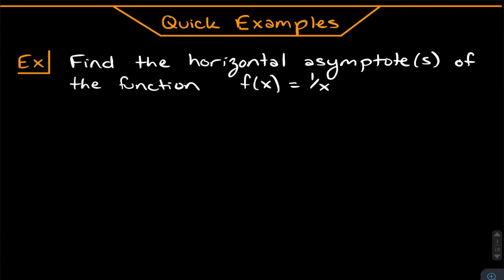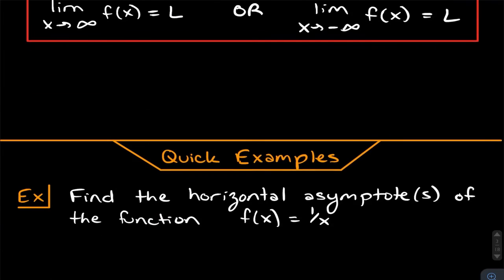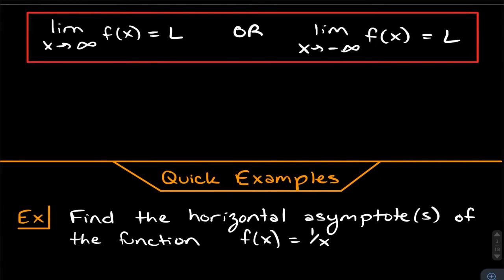So doing some quick examples here, I do want to have this example as our first example because it's going to pop up a lot, okay? We're going to have to be remembering this exact example for everything else we do in this video. The example here is to find the horizontal asymptotes of the function f of x equals 1 over x. And as I just stated, there's two places where horizontal asymptotes can occur: when we take the limit as x approaches infinity and the limit as x approaches negative infinity.